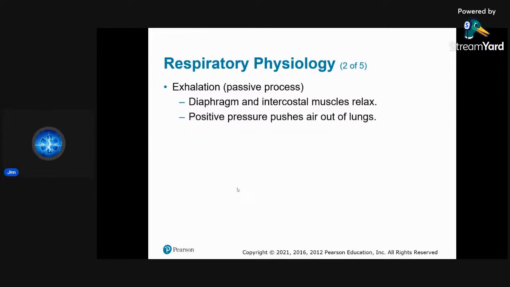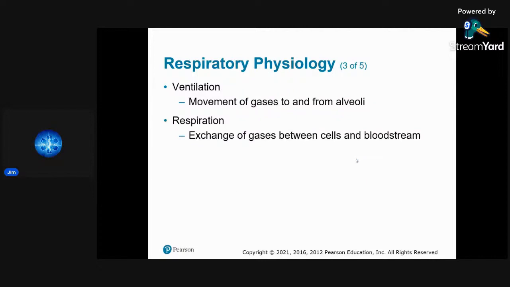Now, on the flip side, when you exhale, or exhalation, it's a passive process. The diaphragm will relax, our intercostal muscles will relax. It creates a positive pressure. The air is then pushed out of the lungs, and we exhale. These are very important. You're going to see these on tests. In your class, you're going to see this on the national test.